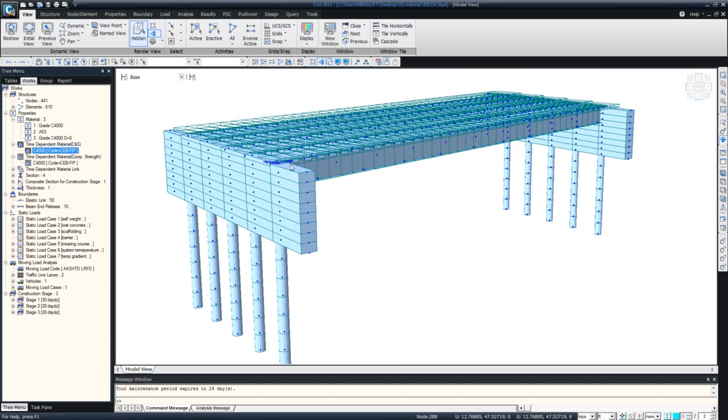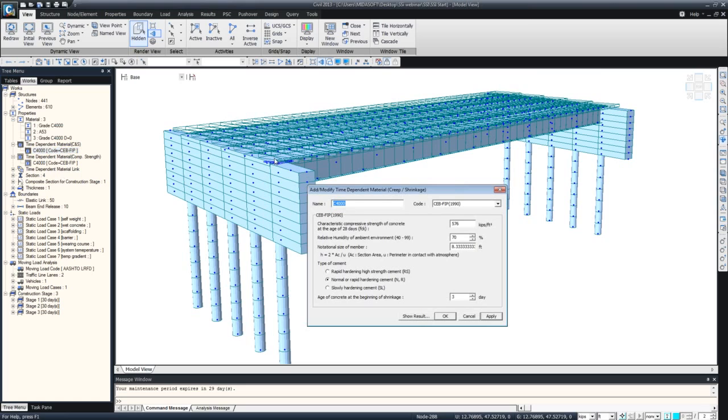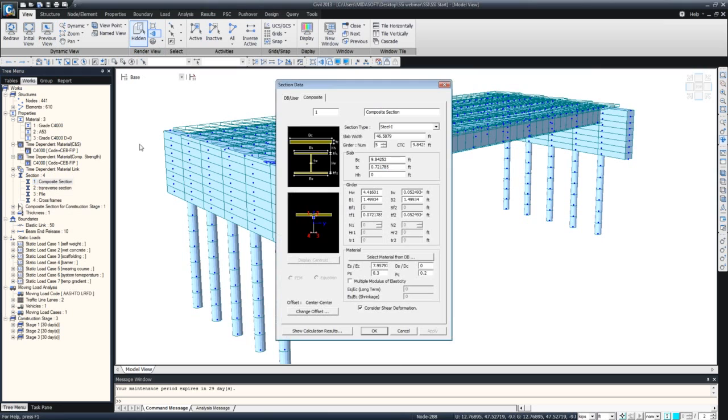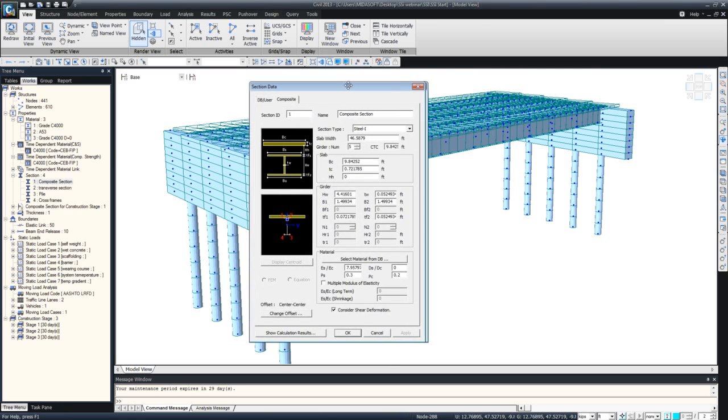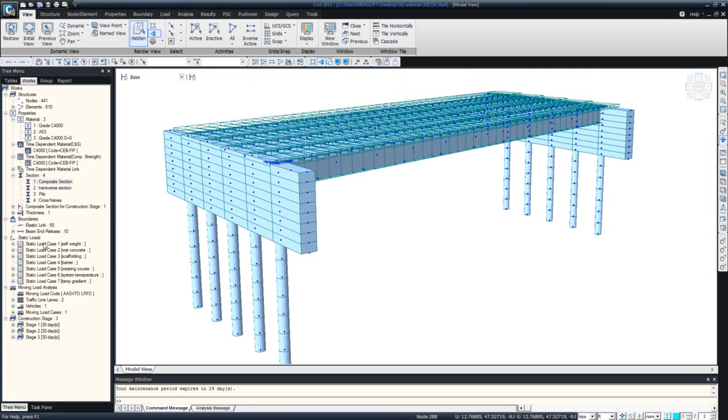When you look at creep and shrinkage, first you cast the concrete, then the concrete shrinks a little, which induces secondary stresses in the entire structure, and then after quite a while creep starts acting, and again secondary forces are induced in the structure. To model this behavior, I have defined the creep and shrinkage parameters, and these 4 cross sections are defined. If I show you the cross section properties for the composite section that I've used, this is how they are defined.